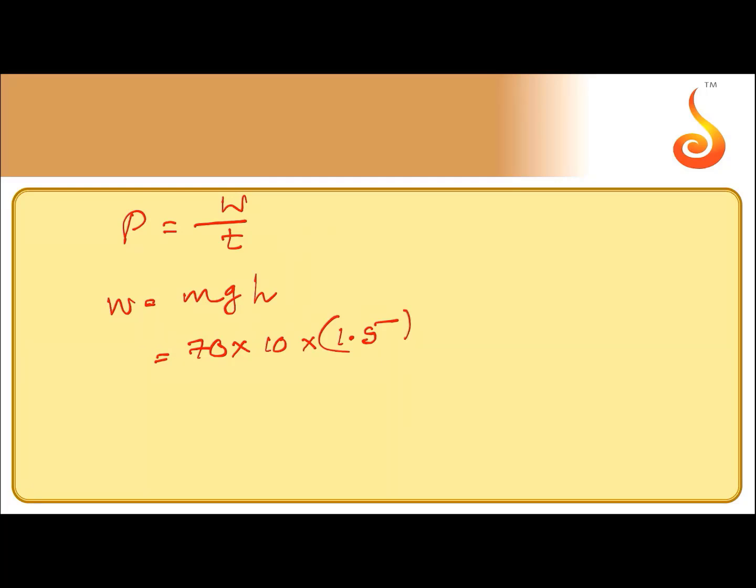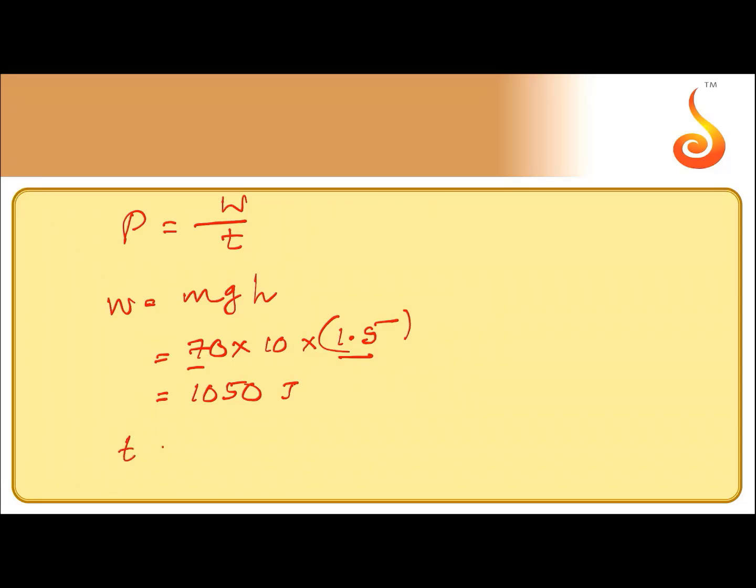The center of gravity rises by 0.5 meter before he leaps, and after he leaps, the center of gravity rises by another 1 meter. That's right. So this is equal to the work done, which can be simplified: 1.5 into 7, that is 105, into 10 into 10. So we have 1050 joules.